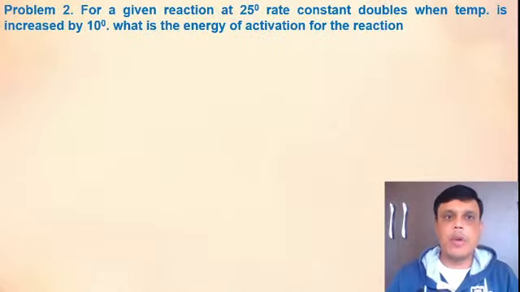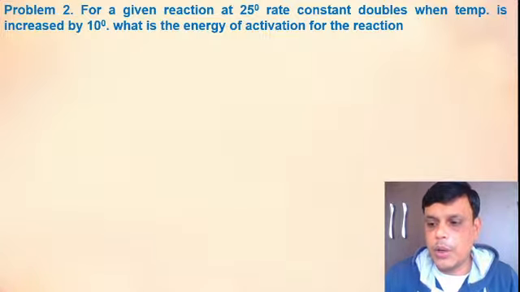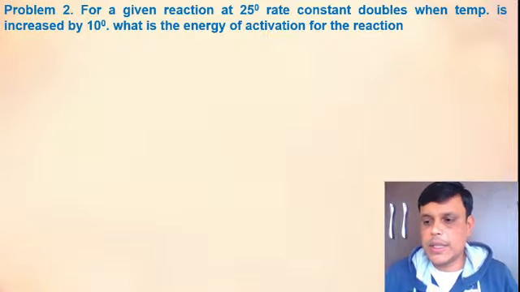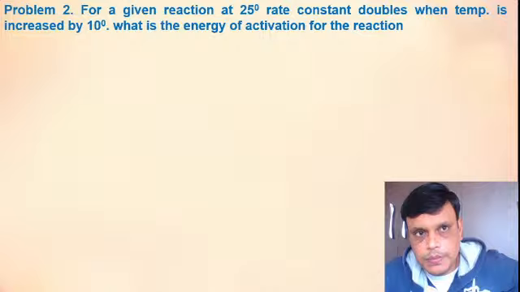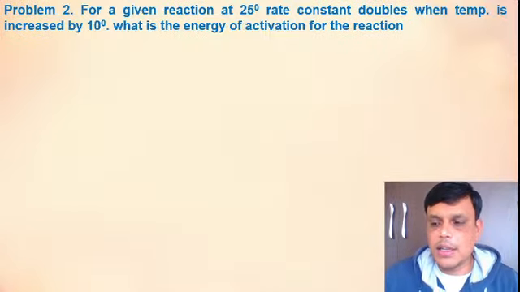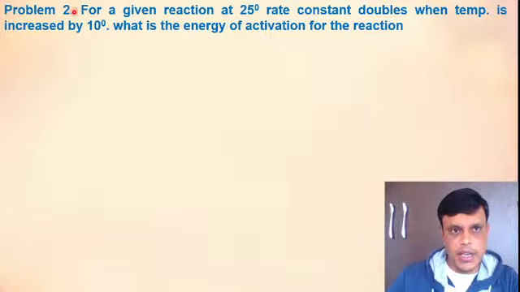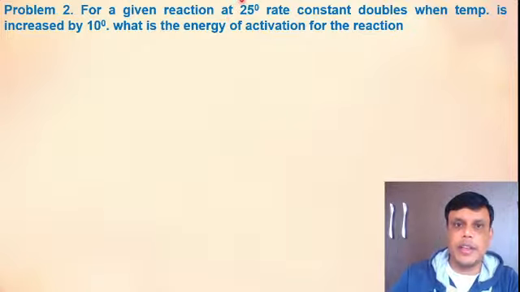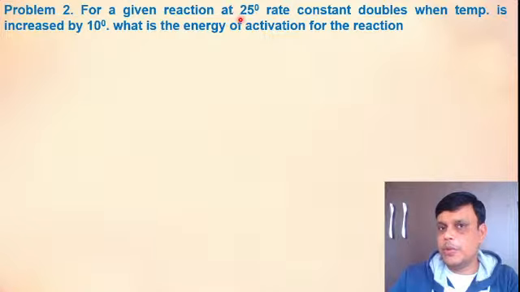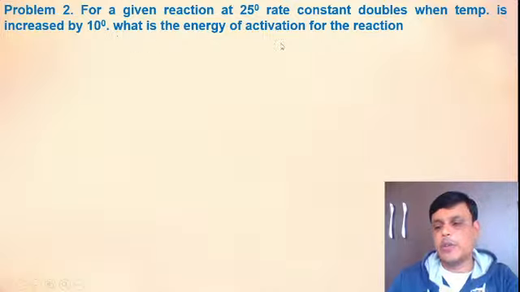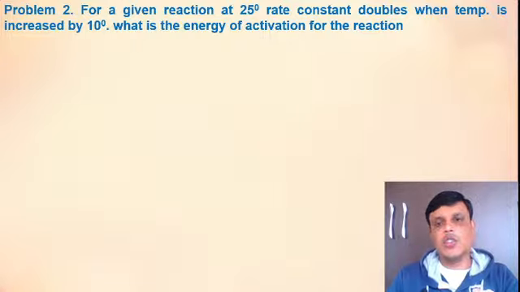Now the problem number 2 is on your screen. Write down this problem number 2. For a given reaction at 25 degrees, the rate constant doubles when the temperature is increased by 10 degrees. What is the energy of activation for the reaction? Here the reaction is unknown; they have just given a reaction.